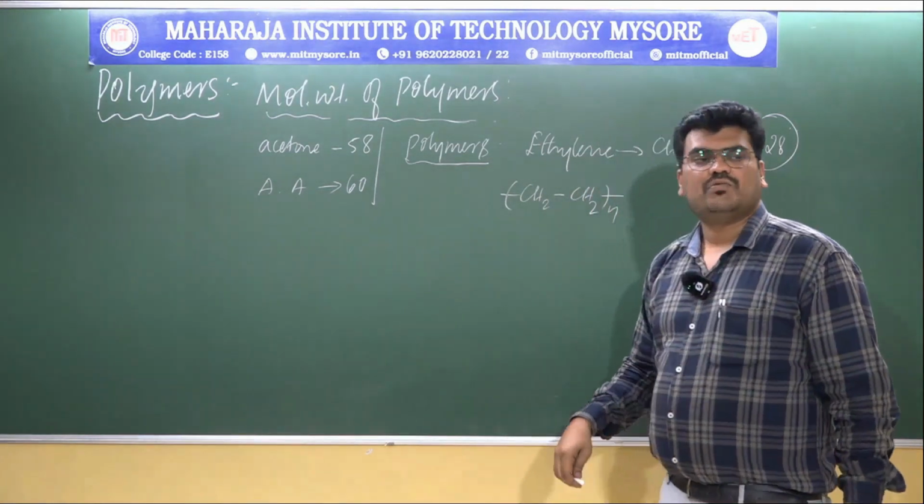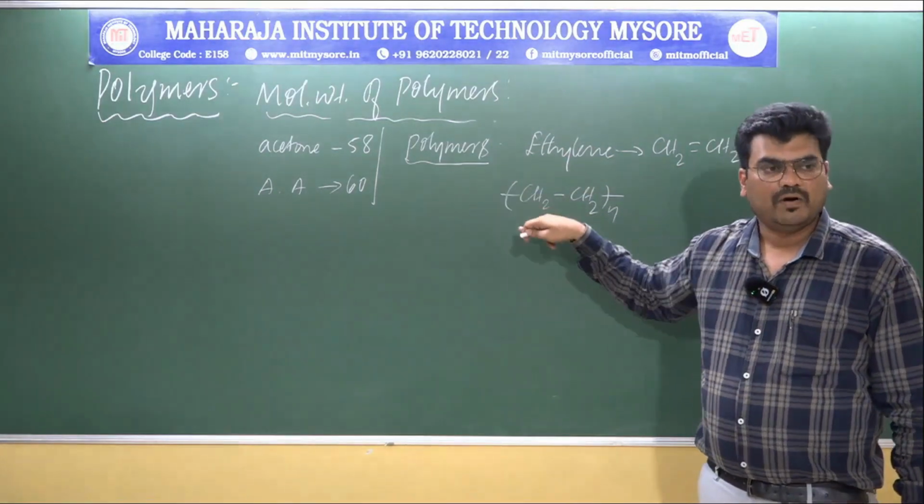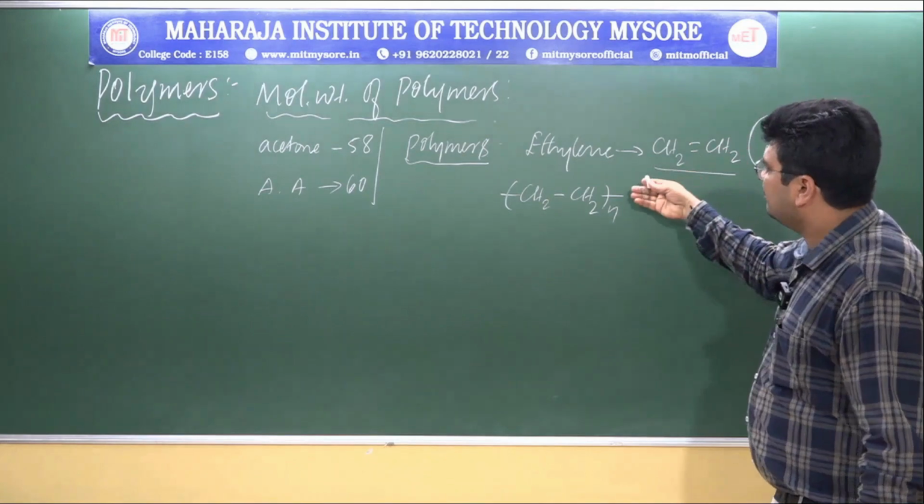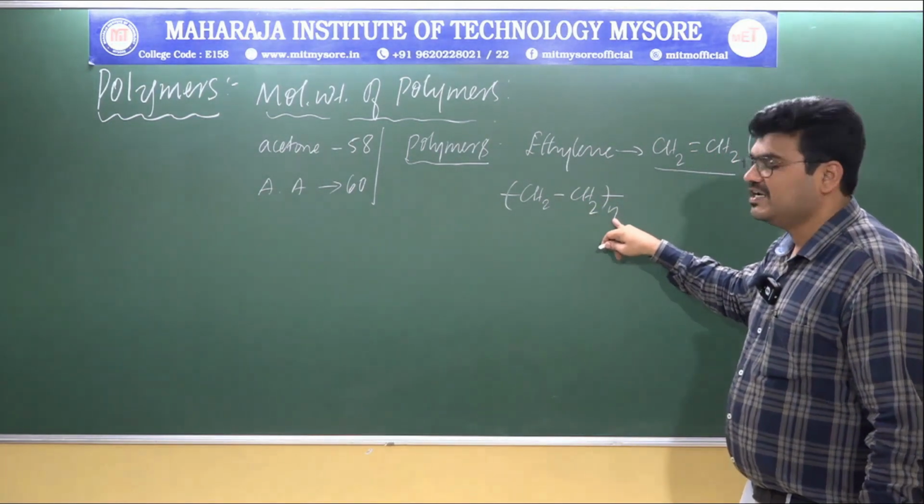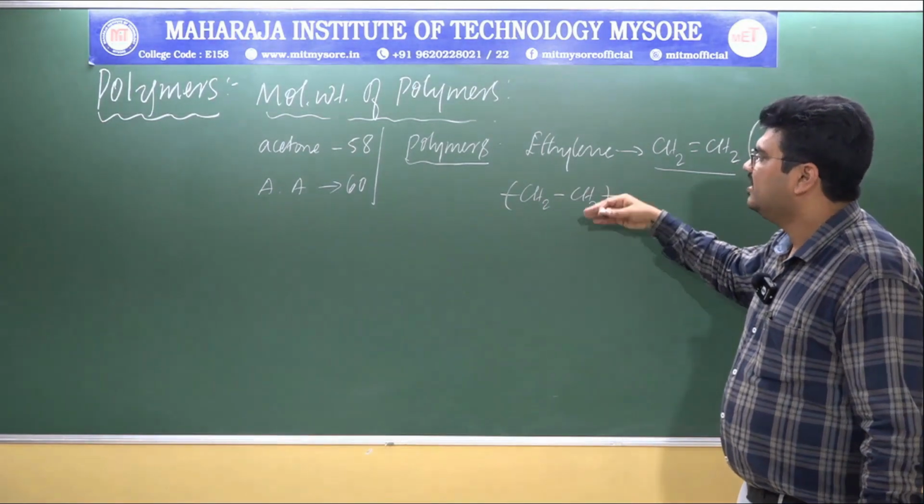So we will come up with some indefiniteness about the molecular weight of the polymers, right? Whereas here the molecular weight is fixed, that is 28. Whenever it is polymerized, the number n can vary from any number to any number, right? So there occurs an indefiniteness.